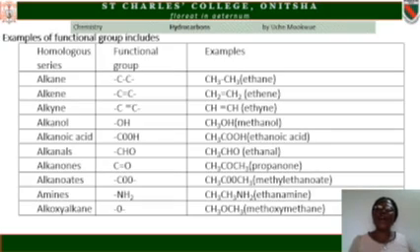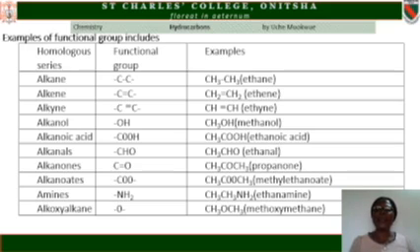Examples of functional groups include the alkane. For the alkane, the functional group is the single bond. An example is ethane. Ethane is CH3-CH3. Then the alkene. For the alkene, the functional group is the double bond. An example is ethene. For the alkyne, the functional group is the triple bond. An example of alkyne is ethyne.